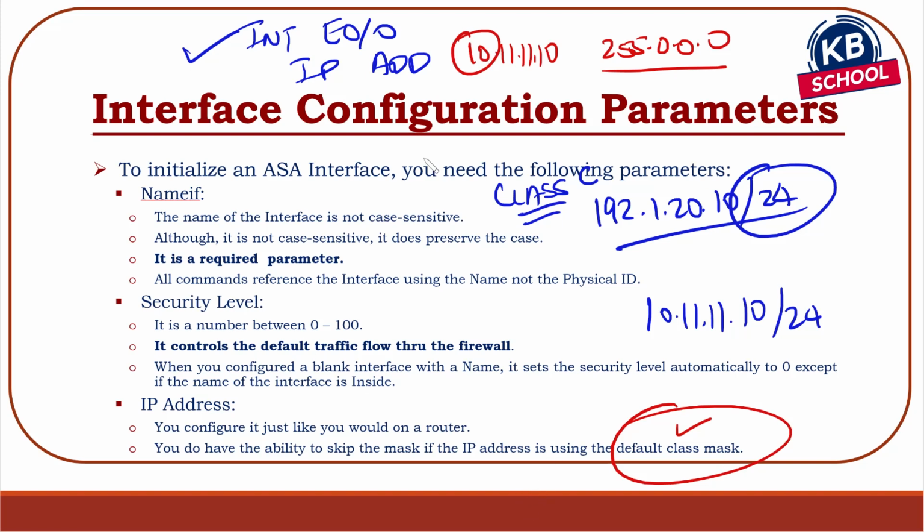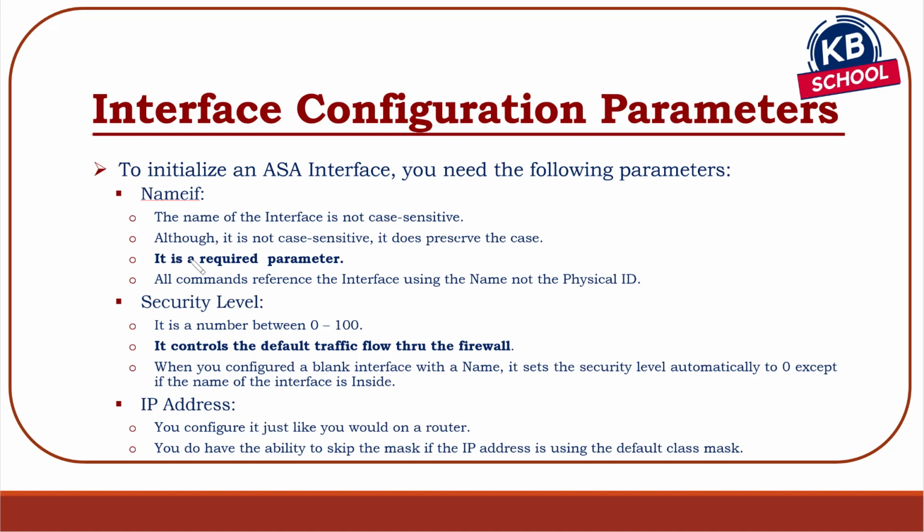All right. So in your interface, you have 3 parameters rather than just 1 that you need to specify. These are the 2 additional ones which are required. The interface is not up unless you specify these 2 parameters. Now, again, as I said, this is a very important parameter, and that's what we're discussing in the next slide over here, which controls your default traffic flow.